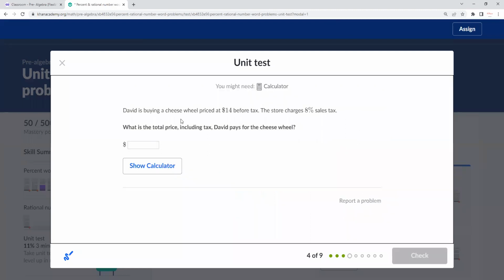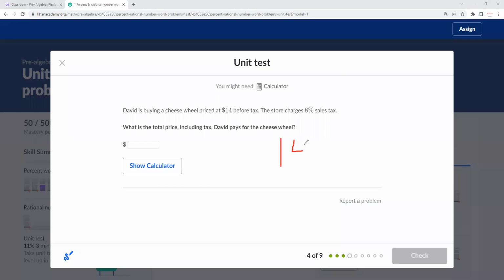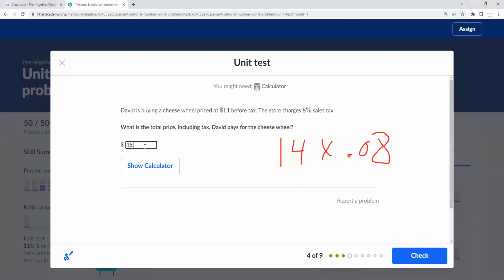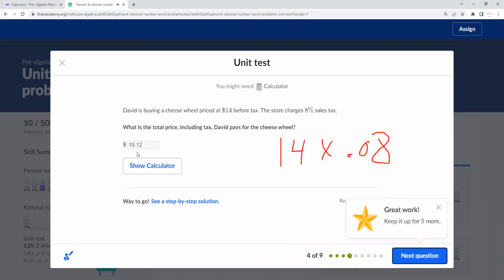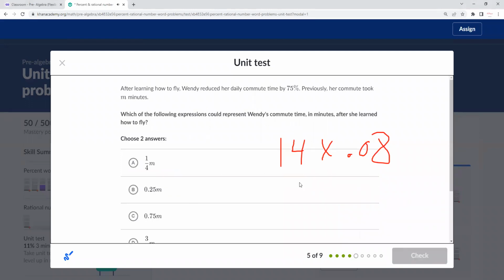David is buying a cheese wheel priced at $14 before tax. The store charges 8% sales tax. What's the total price including tax? Okay, so 14 times 0.08 gets you $1.12. So that's how much he'll pay for tax. So add that with 14, he'll pay a total of $15.12. So that $1.12 is tax.